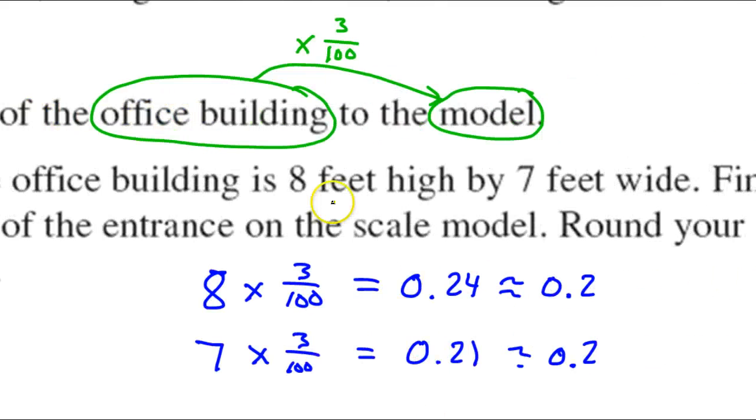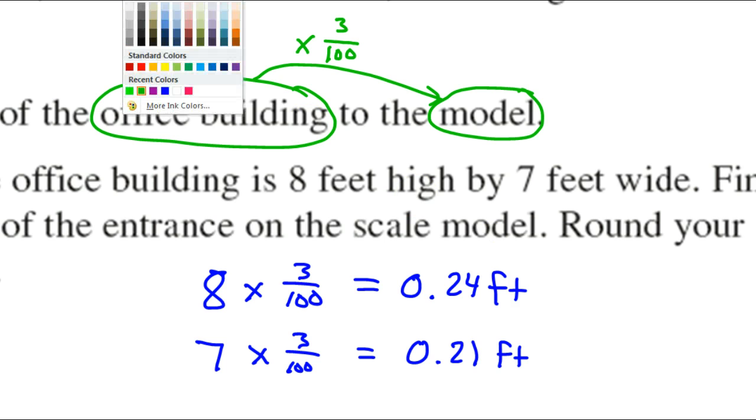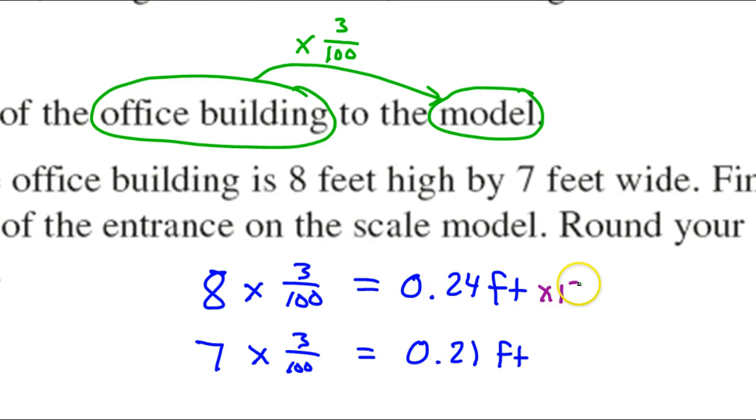Maybe since we're talking about the scale model, maybe we should go ahead and put this in inches. That's the solution. So we have 0.24 feet and 0.21 feet. Let's turn this into inches before we round to anything. So I have 0.24 feet by 0.21 feet. How do I change from feet into inches? You multiply by 12. So if I multiply this by 12, then I will have inches.